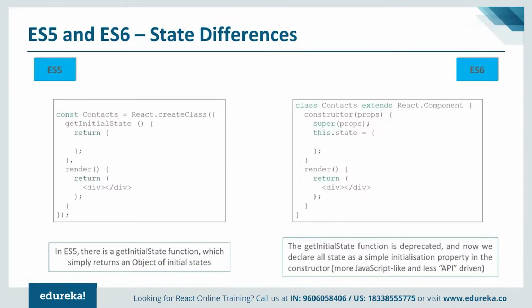In ES5, for declaring the initial state, we have a function called getInitialState, which, because it's a function, should return something. It simply returns an object of the initial state values. But in ES6, the getInitialState function is deprecated, and now we declare all state as a simple initialization property in the constructor itself. So it is more of a JavaScript and less of an API-driven functionality in ES6.